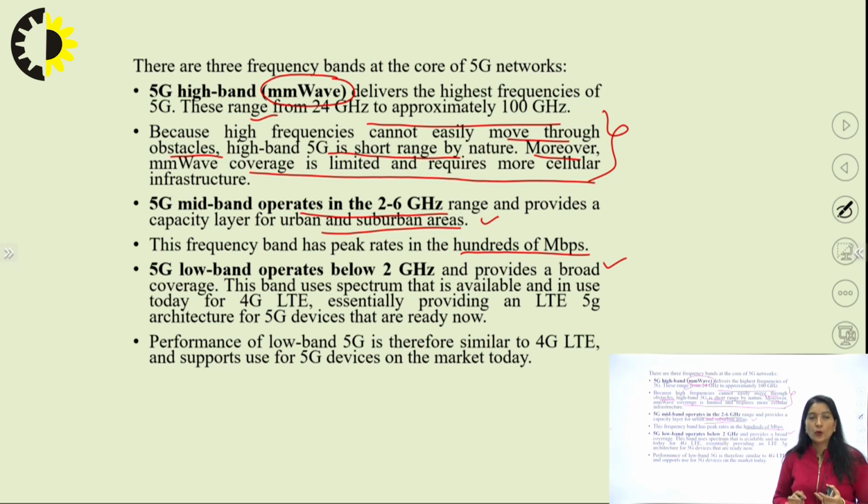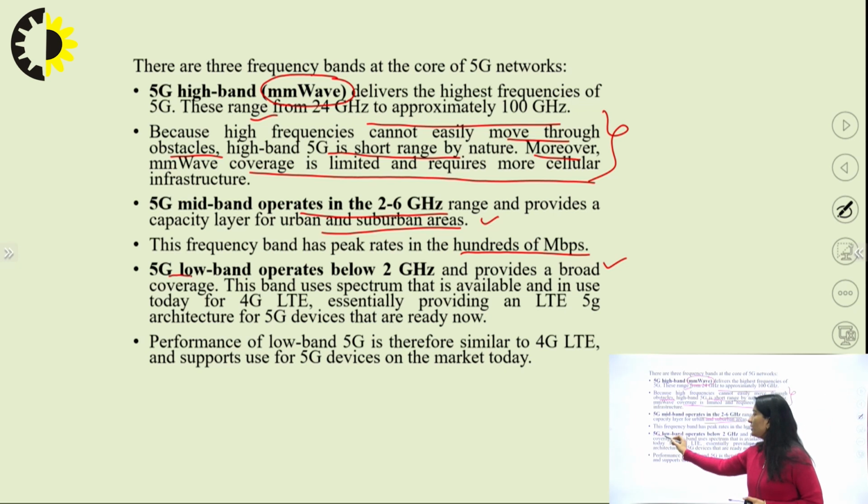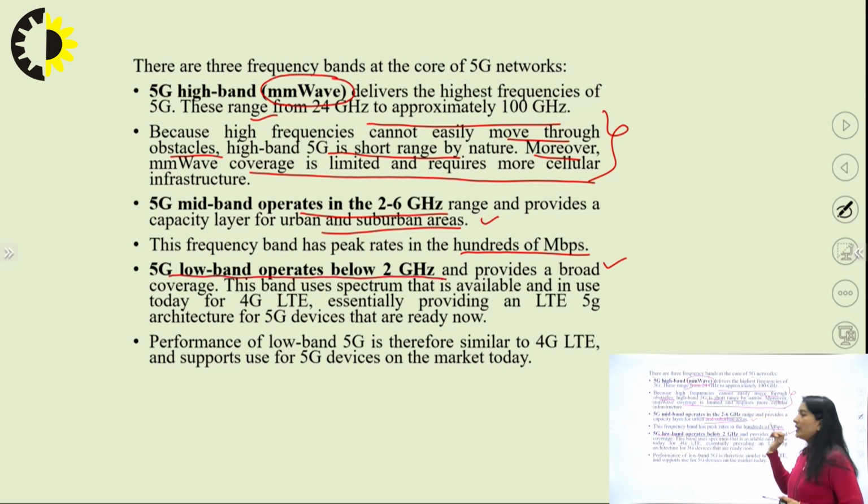Then we have low band operation, which is more towards the fourth generation and very little towards the fifth generation. It is also known as fifth generation low band, operating below 2 gigahertz. It provides broad coverage, because the frequency range is low, so coverage is higher. This band uses spectrum that is available and in use for 4G LTE, essentially providing LTE and 5G architecture for 5G devices that are ready now.